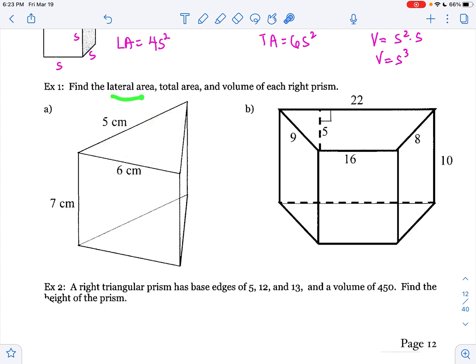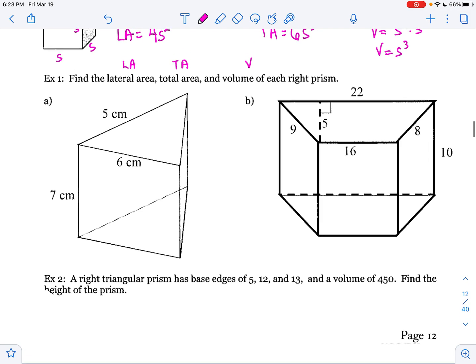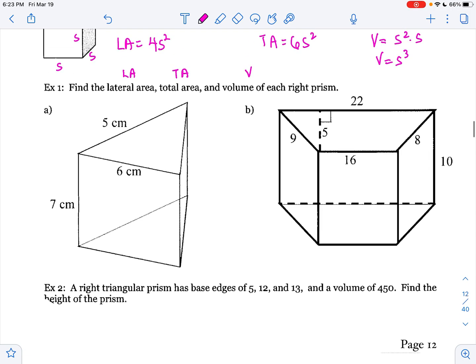They want us to find 3 main calculations: lateral area, which on the homework assignment I might refer to as LA, total area as TA, and volume as V. So let's go through and calculate each one of these things. So let's start with our lateral area. Assuming this is an isosceles right triangle, I think one of the measurements got cut off, this being 5 centimeters here. Let me write that a little bit more clearly. So this leg is 5 centimeters.